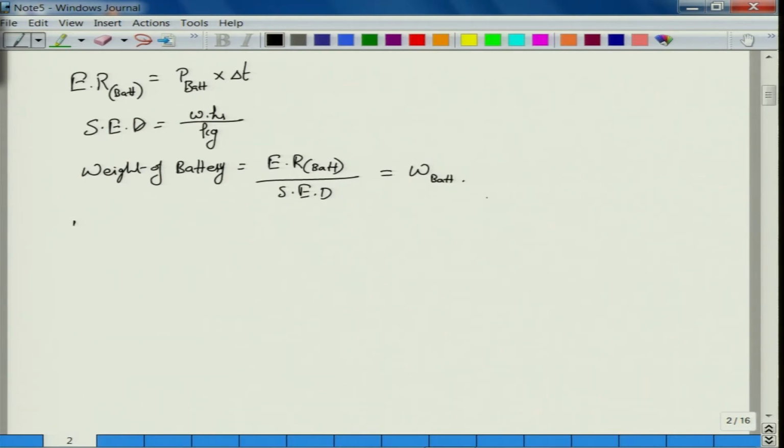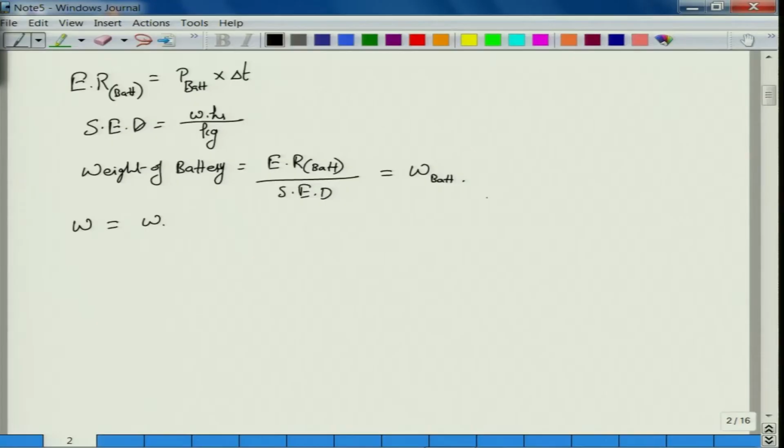So, what is the total weight of the aircraft? Weight of the aircraft, this we have already derived in our previous course. Please refer to that video, the video link will be given below. So, the weight of the aircraft is structural weight plus propulsive weight, weight of the propulsion system, plus weight of the battery, plus weight of all other accessories, that is for a particular system is already included in this, right. So, structure plus propulsion plus battery plus payload for a UAV.